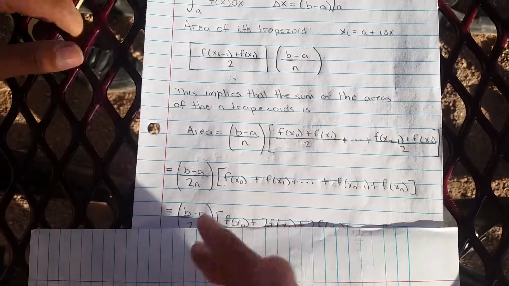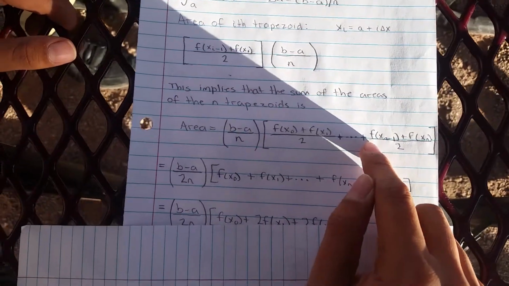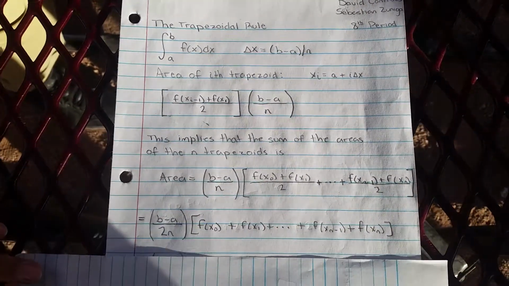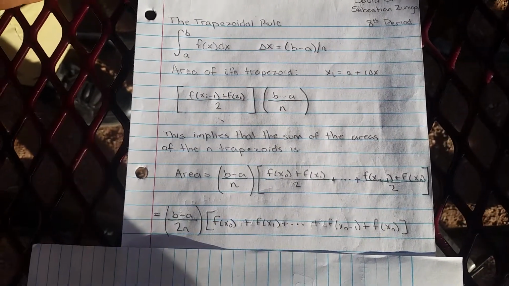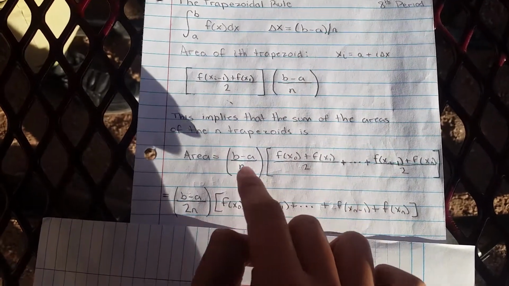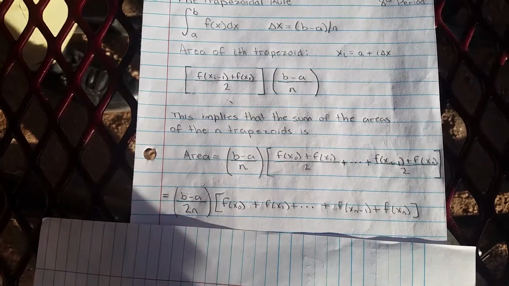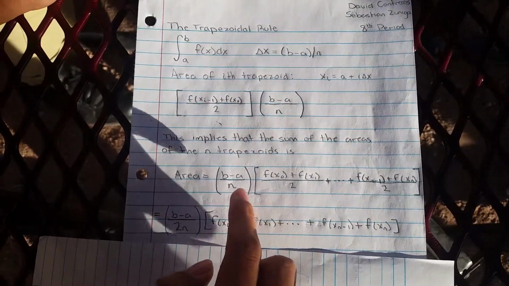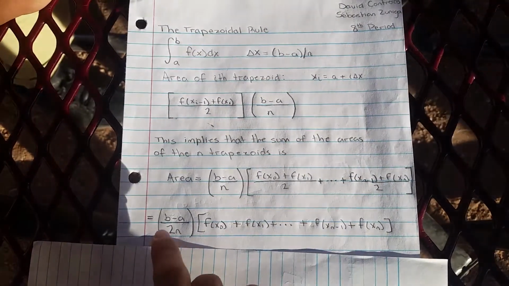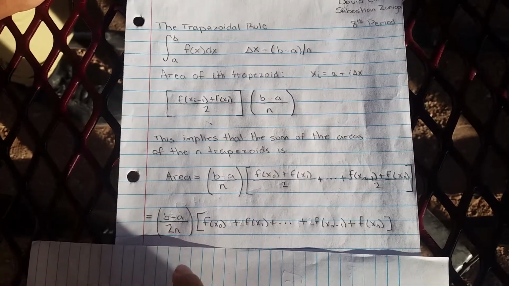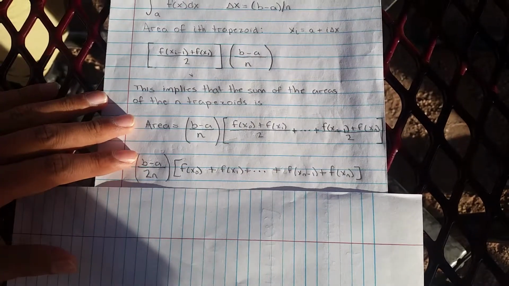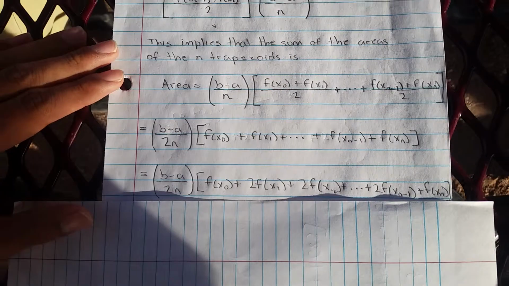Keep on going through the terms. It depends on the terms. That's why you have the final one, which is f of x of n minus 1 plus f of x of n divided by 2. So what you're going to do next is distribute the 1/2 out of this and put it over here, where it cancels out. You distribute it into b minus a over n, and you're left with b minus a divided by 2n. And then you're left with this equation right here.